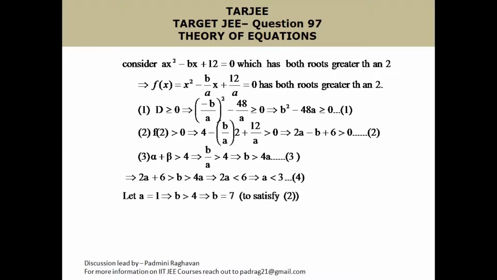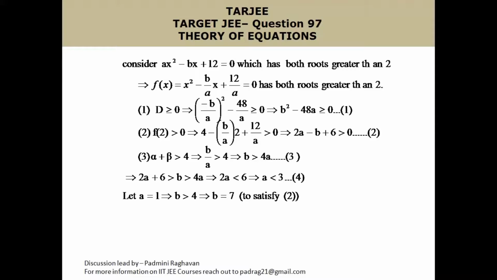First, let us consider a = 1. When we put a = 1 in condition number 1, we get b² − 48 ≥ 0. That means the minimum value of b has to be 7. So a = 1, b = 7. Substitute in condition number 2: we get 2 − 7 + 6, which is 1, and 1 > 0. So all the conditions are satisfied for a = 1 and b = 7.